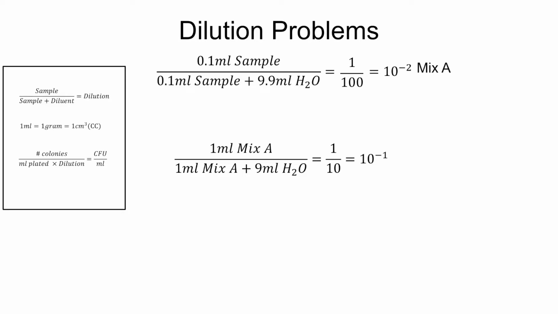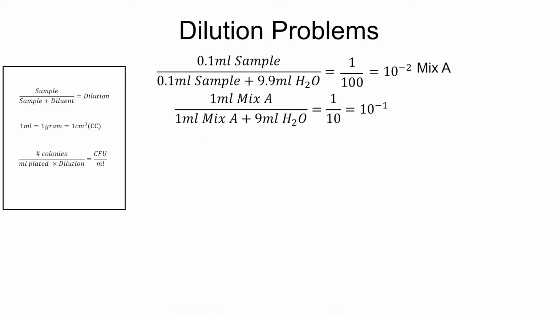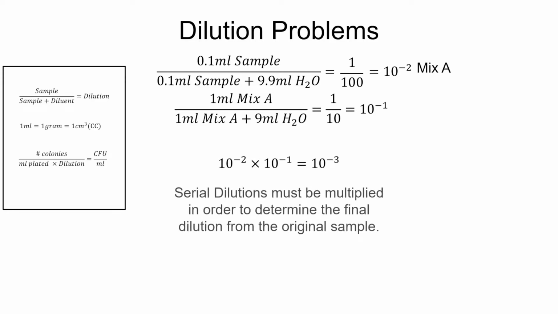We'll take a sample from mix A, 1 mil, and put it into 9 mils of water. To do this equation, we do 1 mil of mix A divided by 1 mil of mix A plus 9 mils of H2O. This is 1 over 10, which is a 10 to the negative 1 dilution. When we do serial dilution, to determine the final dilution from the original sample, we have to multiply them together. When you multiply negative exponents together, you just add them together. So in this case, 10 to the negative 2 times 10 to the negative 1 is 10 to the negative 3 total dilution. It's important to remember this conversion setup. 1 over 10 is the same thing as 10 to the negative 1, which is also the same thing as 0.1, and this will become more important in just a second.